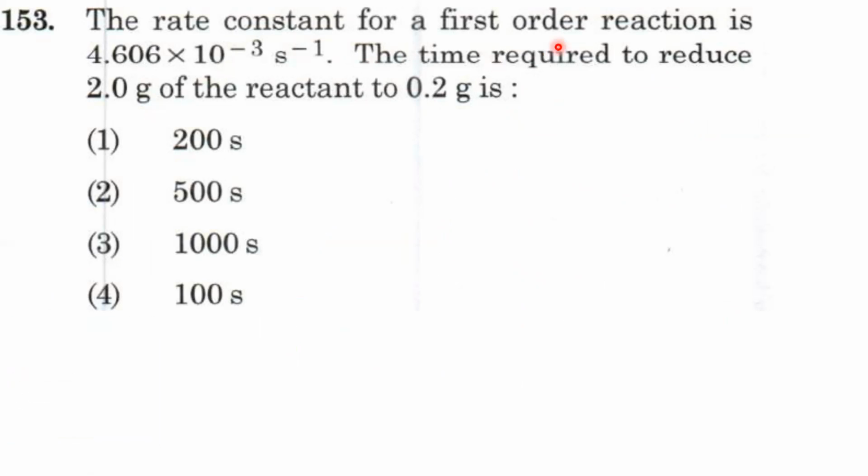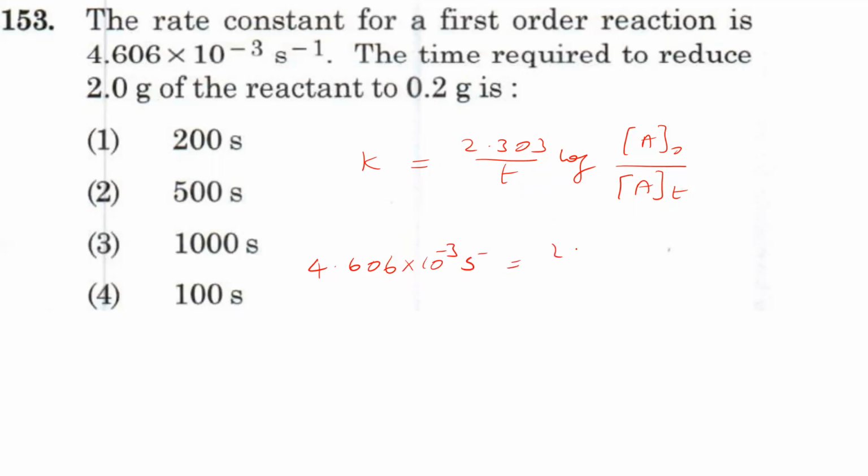Now the rate constant for a first order reaction is given. Time required to reduce 2 gram of reactant into 0.2 gram. For a first order reaction, rate constant K is equal to 2.303 by t log of initial reactant concentration by final concentration of reactant. K is given as 4.606 into 10 to the power of minus 3 per second. A naught is given as 2 gram, and the concentration of A is 0.2.